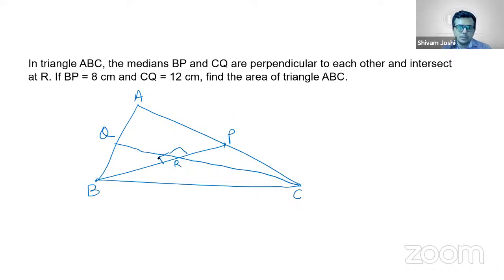BP is 8. Now this is given as 8. CQ is 12. And R is a centroid, remember. R is centroid.